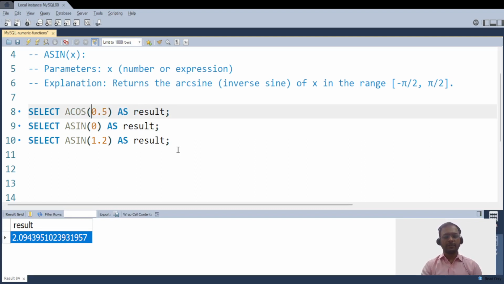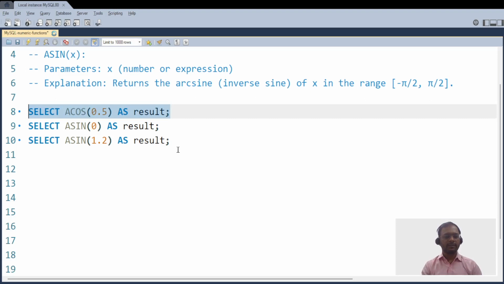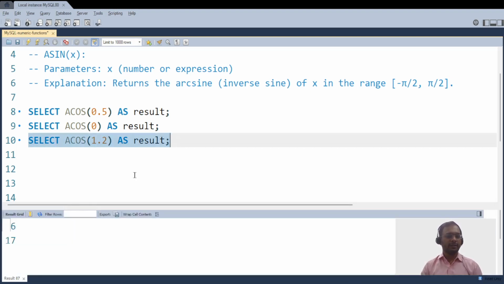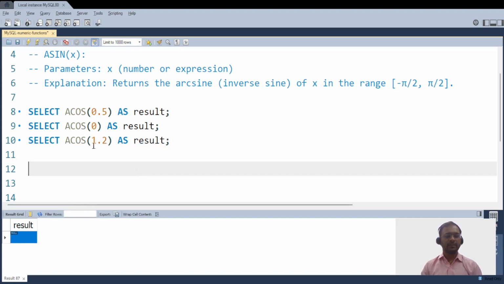Similarly, for positive values, if I execute, you'll see the result as 1.0471. So these are cosine inverse values. Similarly here for 0, the result is 1.57 and so on. Now for cosine also, we know the value is always between minus 1 and plus 1. So for 1.2, it will return the NULL value like this.